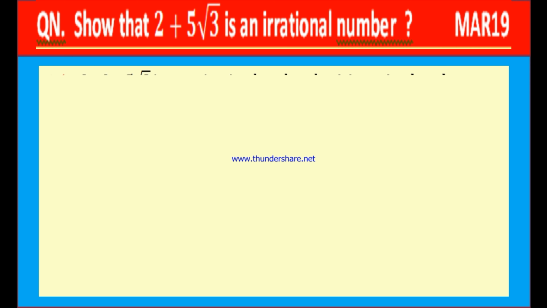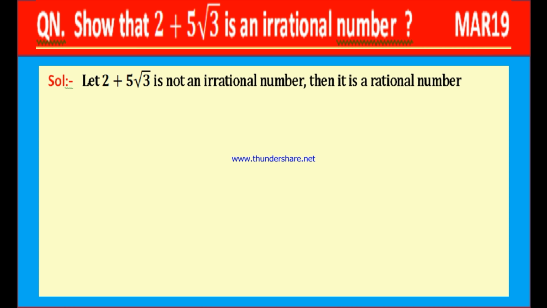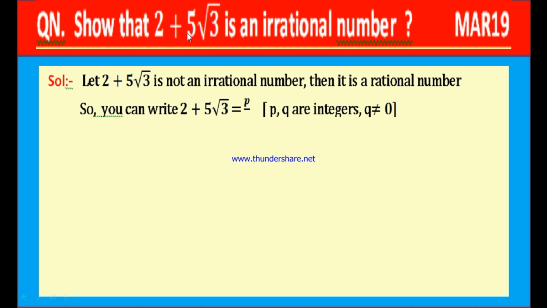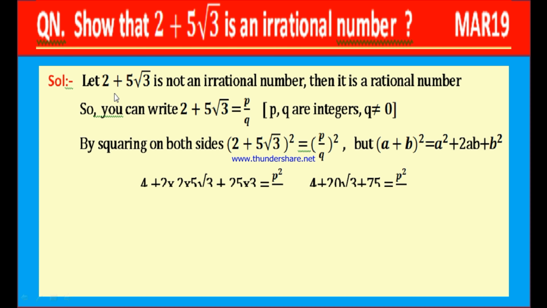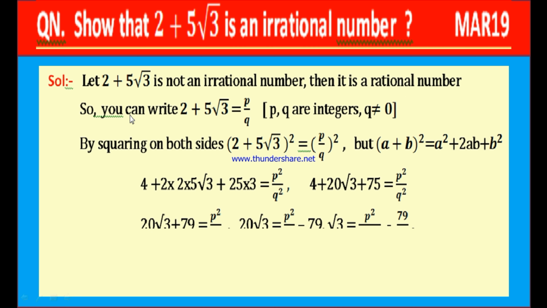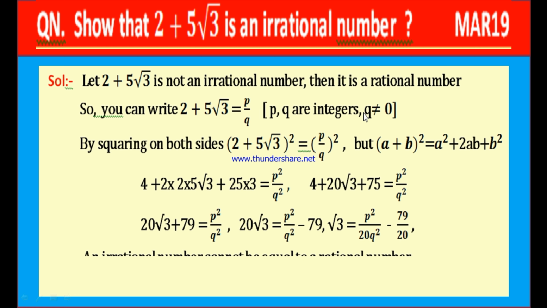Here is the solution. Here we have to prove that 2 plus 5 root 3 is an irrational number. Now let us prove it by an indirect method. That is, we will consider that 2 plus 5 root 3 is not an irrational number. If it is not an irrational number, then it should be a rational number. That is, if 2 plus 5 root 3 is a rational number, then every rational number can be written in the form of p by q. Therefore, you can write 2 plus 5 root 3 as p by q, where p and q are integers and q is not equal to 0.